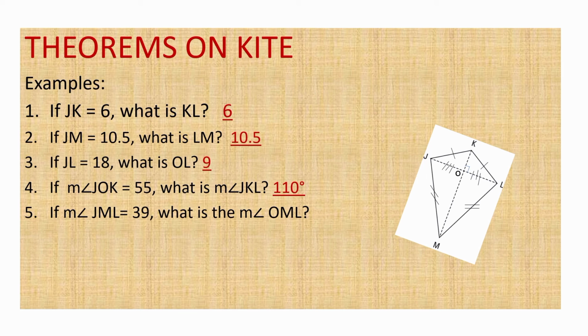Question number 5. If the measure of angle JML is equal to 39 degrees, what is the measure of angle OML? The answer is 19.5 degrees because KM bisects angle JML, so it divides angle JML into two congruent angles. So we have angle JMO and angle OML. Since it is divided into 2, 39 divided by 2, we have 19.5 degrees for angle OML.